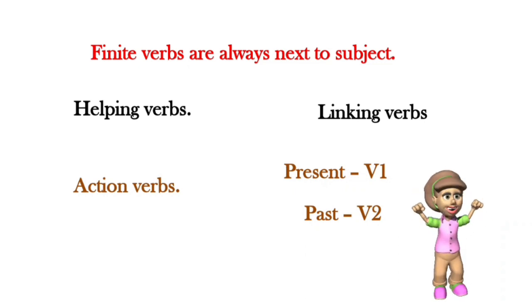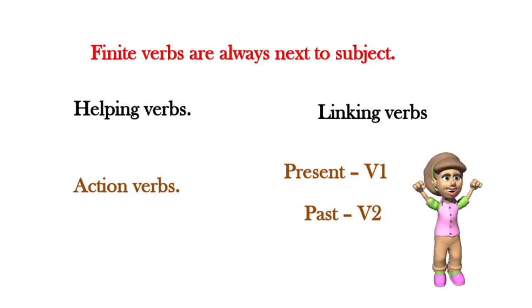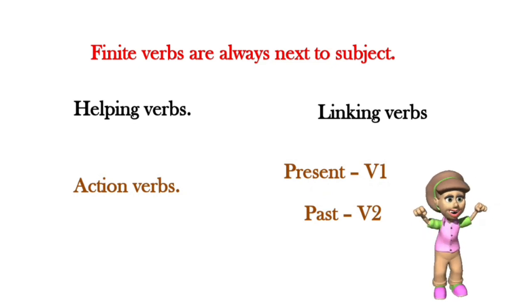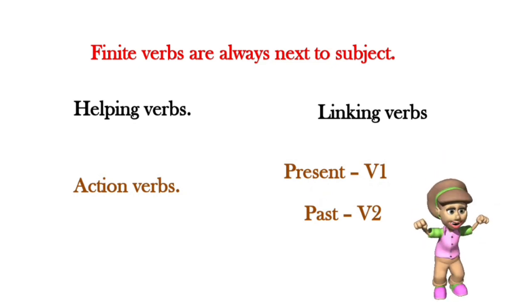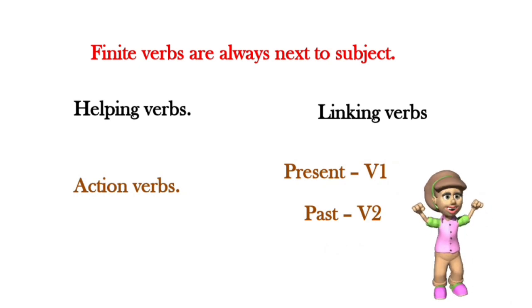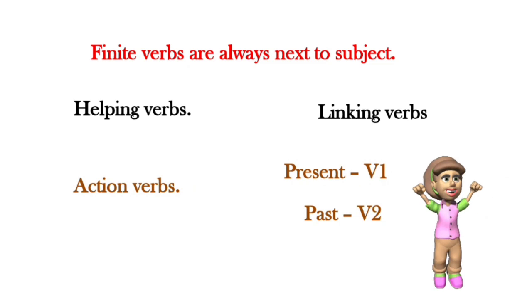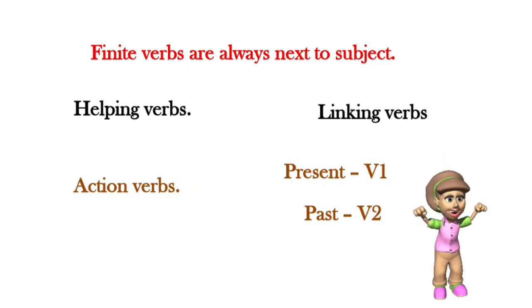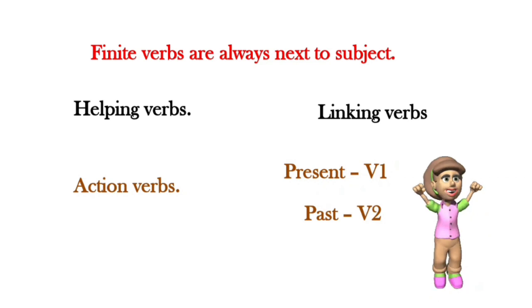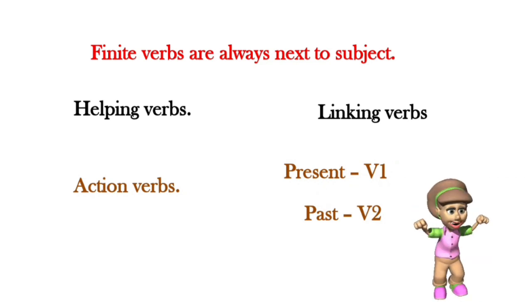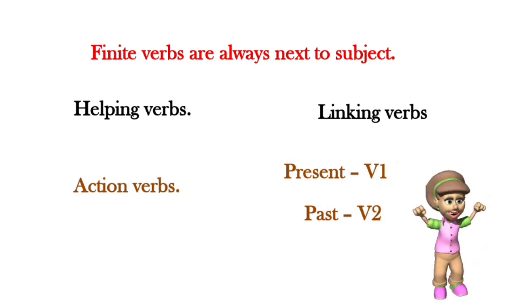You know very well what the subject is in a sentence. Here the finite verb is always the next word of the sentence, and the finite verbs are always the helping verbs and linking verbs. All the helping verbs and linking verbs are finites in the sentence. And next, the action verbs like present tense verb 1 and past tense verb 2 are the finite verbs in a sentence.